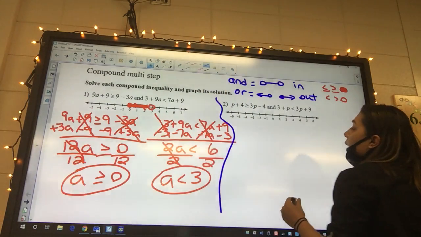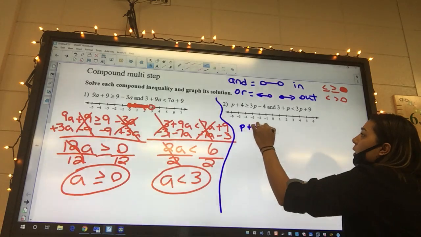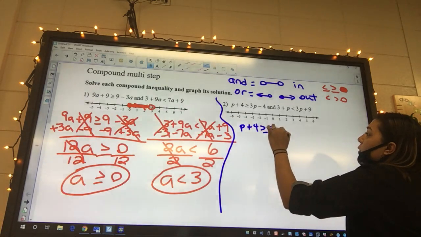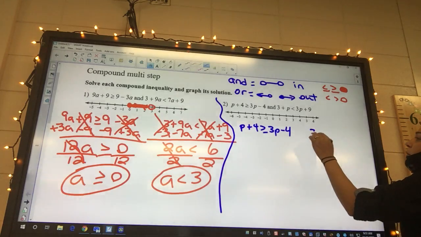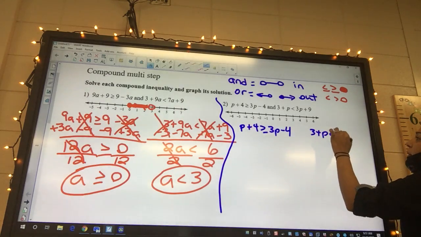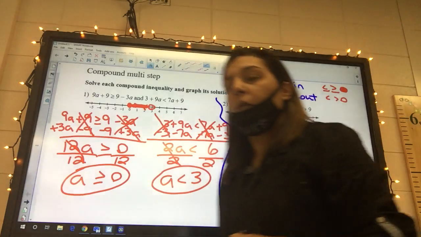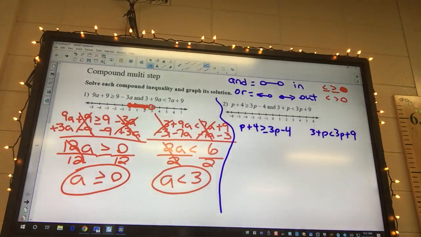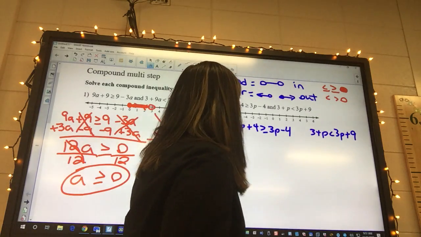Okay, 2. We're still going to write them down. So p plus 4 is less than or equal to 3p minus 4. And my other equation is going to be 3 plus p is less than 3p plus 9. I'm going to write a 1 here, so I got a 1p.